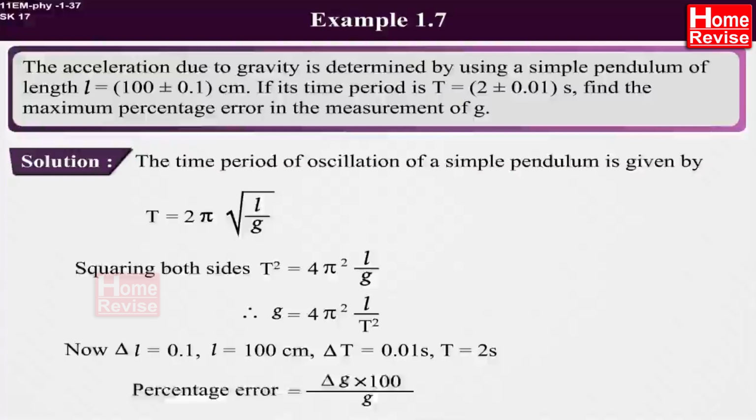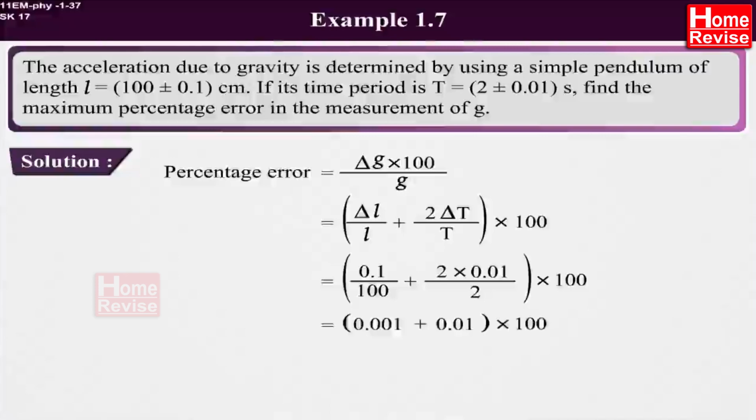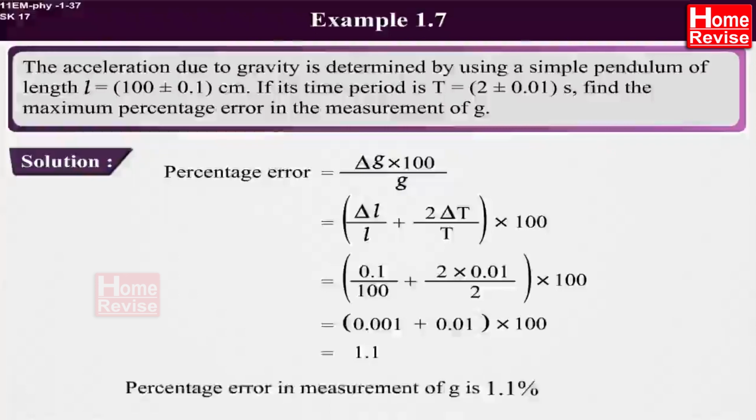Percentage error is equal to delta g multiplied by 100 the whole upon g, which is equal to (delta L upon L plus 2 delta T upon T) multiplied by 100, which is equal to (0.1 upon 100 plus 2 multiplied by 0.01 upon 2) multiplied by 100, which is equal to (0.001 plus 0.01) multiplied by 100 is equal to 1.1. Percentage error in measurement of g is 1.1%.